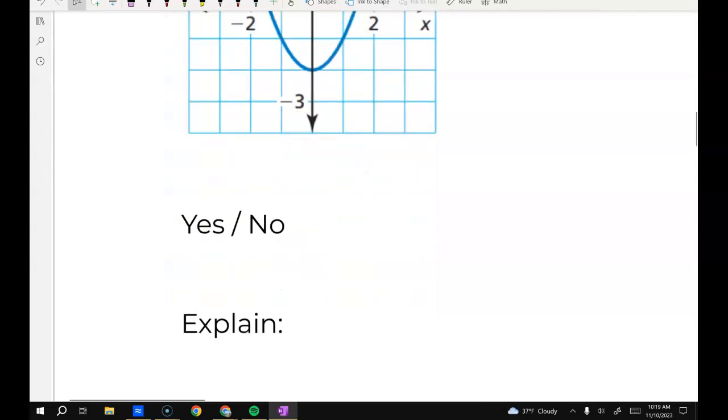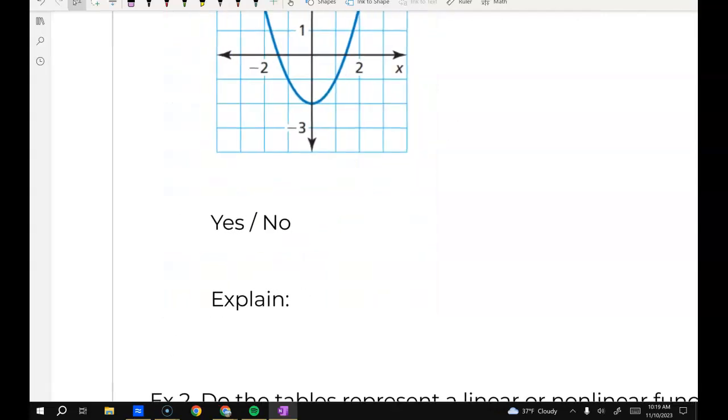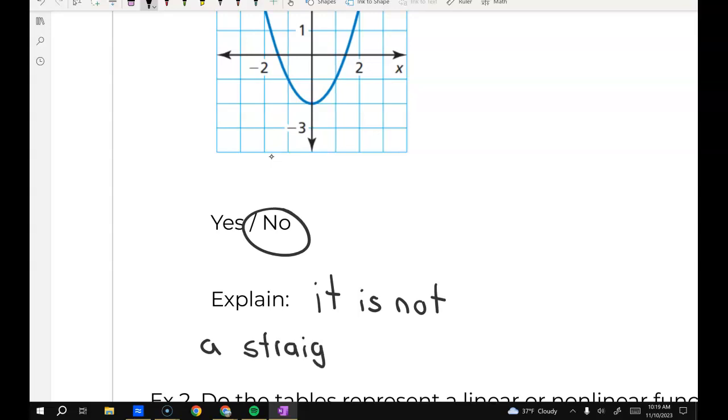On the bottom, it just wants you to pick yes or no. So we would all pick no, not a linear function. And again, our explanations, we can keep them short. We're just going to explain what we see. We're going to say no because it is not a straight line. That's as easy as it has to be.